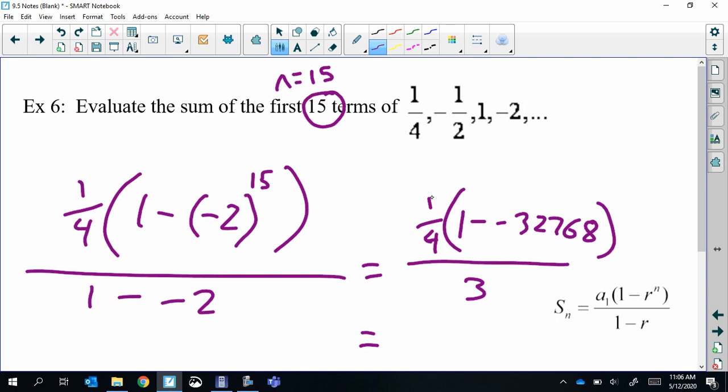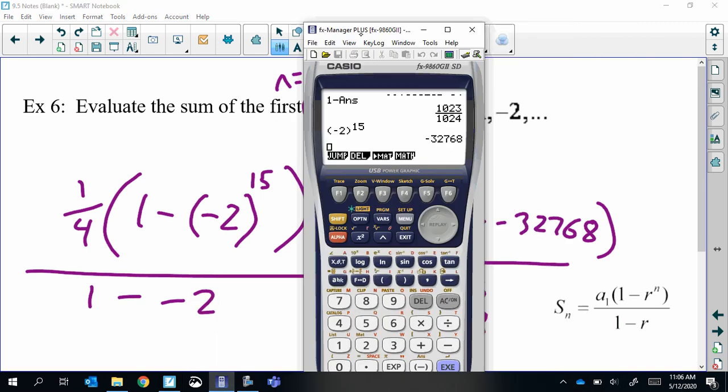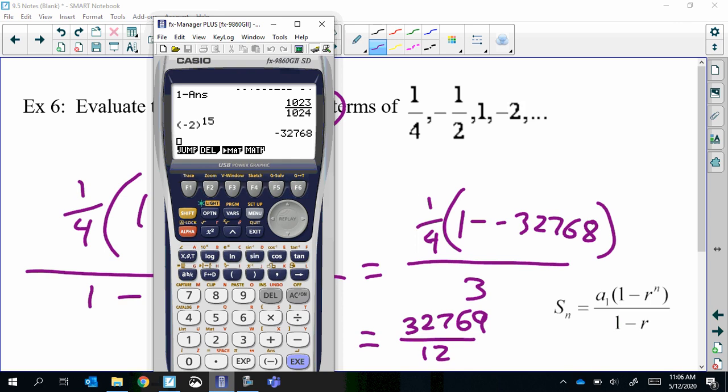Fraction up here in the numerator, you can take the numerator to the numerator, but the 4, you can move that down to the denominator. And then that's 1 plus, so that's going to be 32,769. Or you could just write it as 1 minus the answer in your calculator if you wanted to.